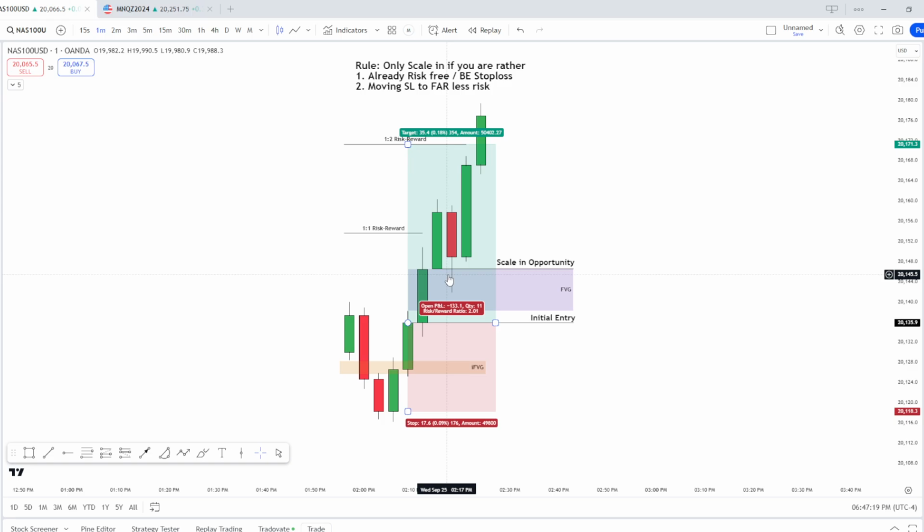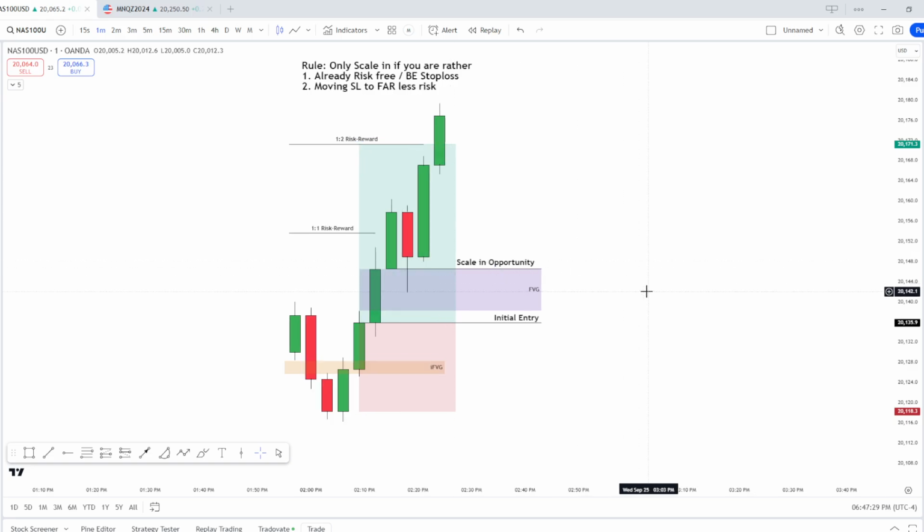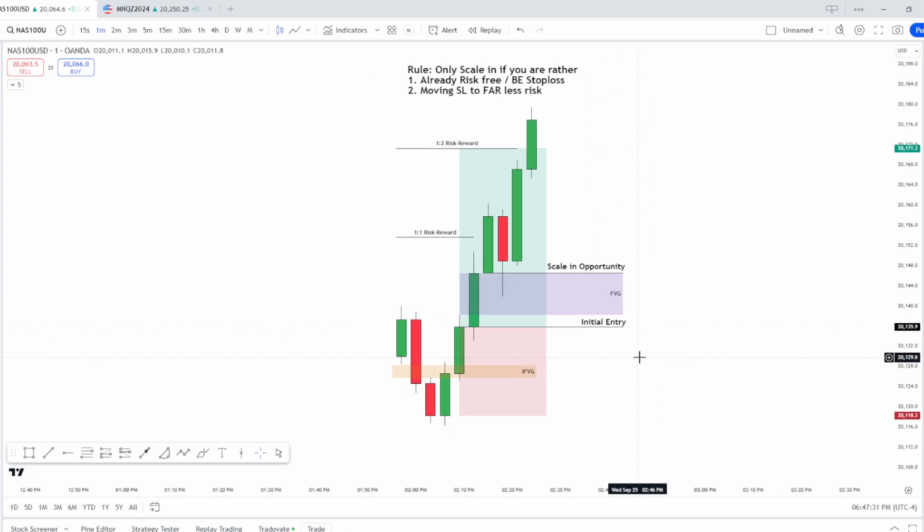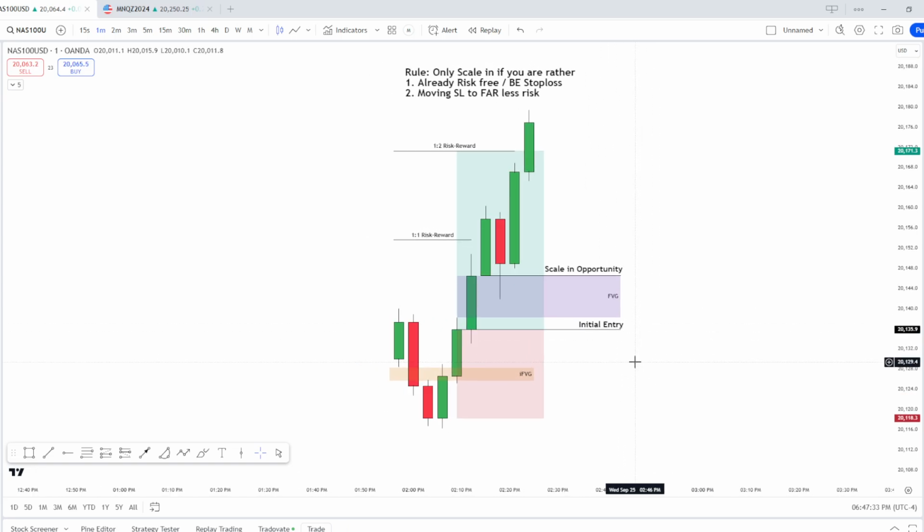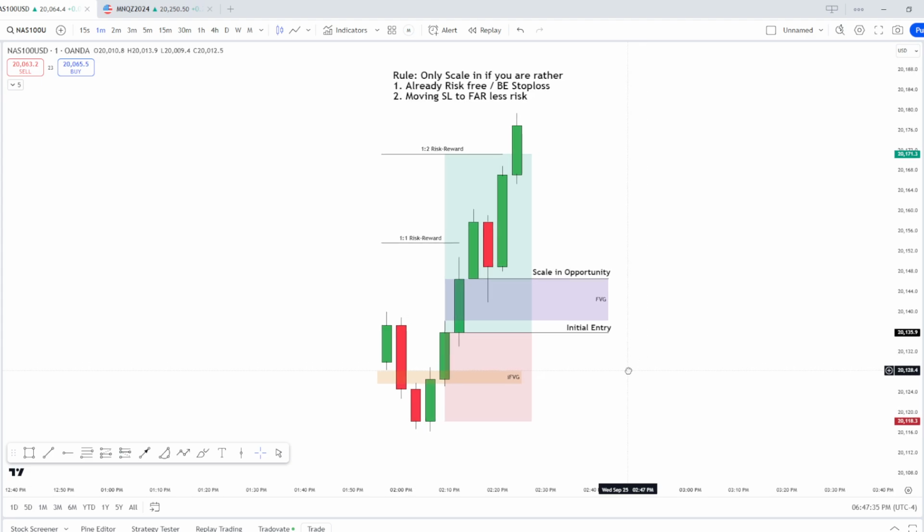Mind you, not every single time. Do not take this as a sign to just add to every single winning trade that you have. The best time to scale into a trade is when the draw is very clear. It's very clear that price is respecting your side. So when we have big displacement through a high and we create a bullish fair value gap, this is a reason to possibly scale into your trade.